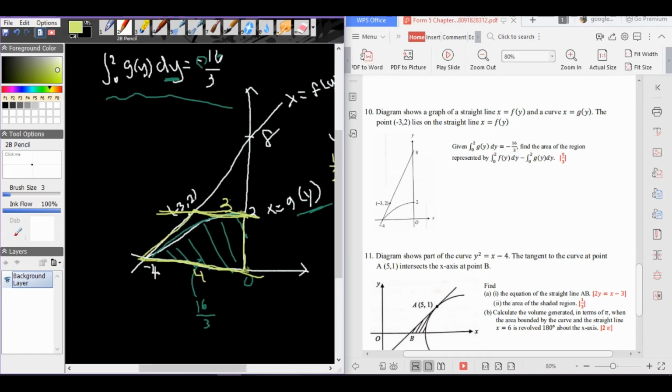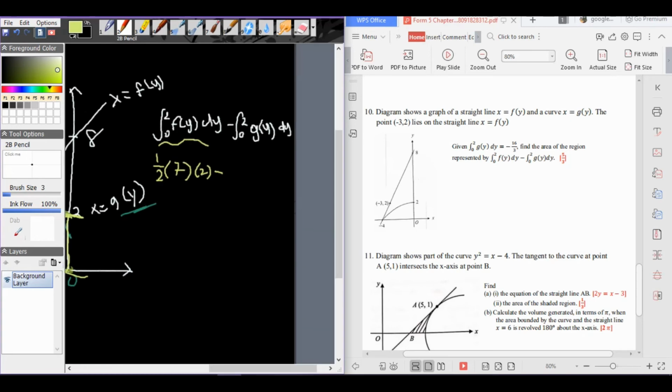This is the area generated by this curve, but for the area we need a positive sign, not negative. So we have to put positive 16 over 3. So minus positive 16 over 3. Calculate this one: 7 minus 16 over 3, you have 5 over 3.